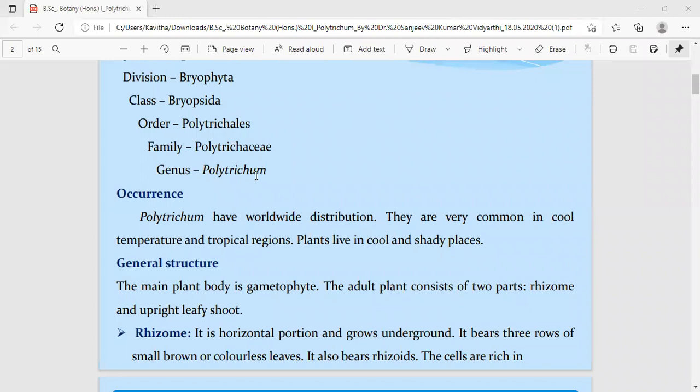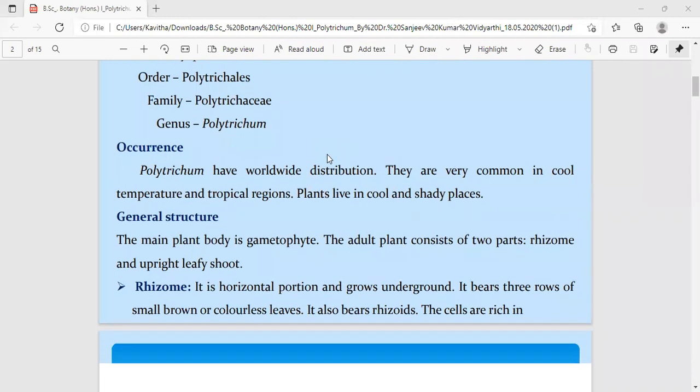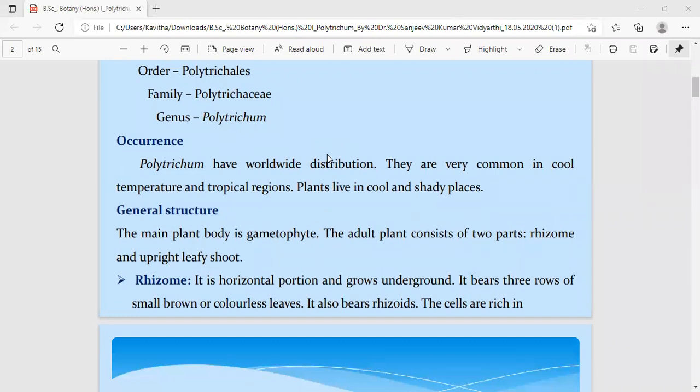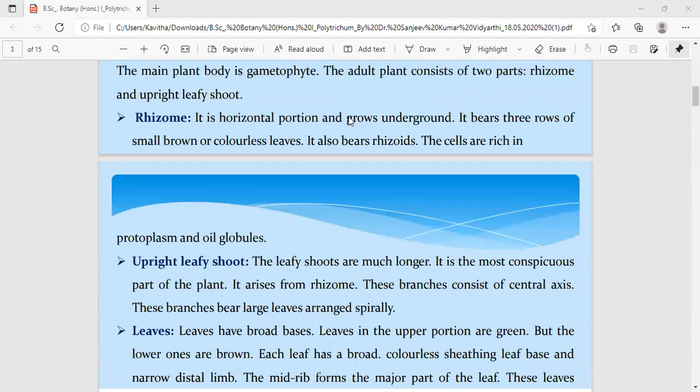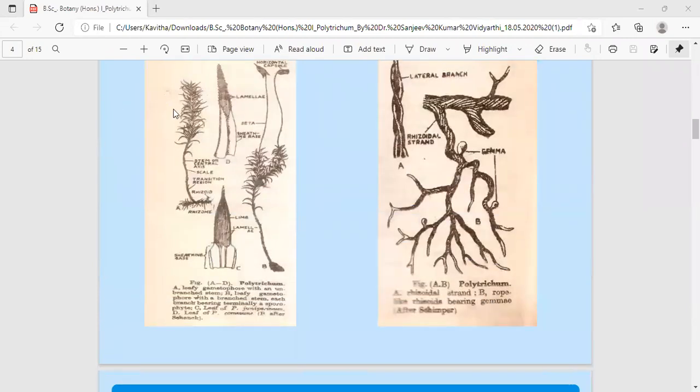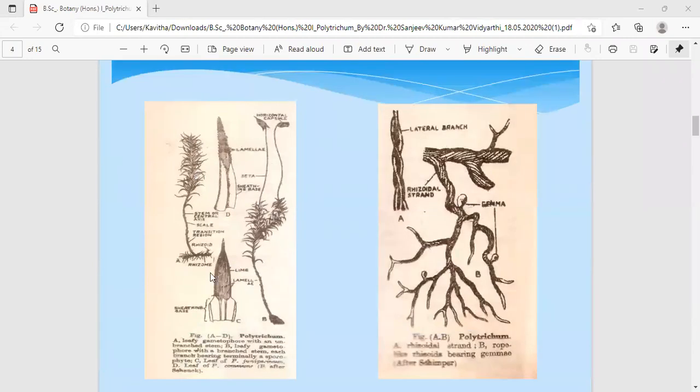And this Polytrichum is considered the miniature plant of the Bryophytes. What do we mean by miniature? The plant appears in the shape of an original plant by appearance. The plant is no more a thallus here.